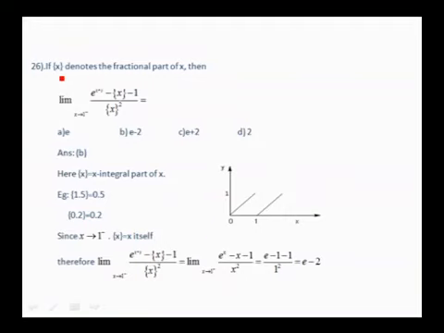If the integral part of x denotes the fractional part of x, then limit of e to the power of fractional part of x minus fractional part of x minus 1 over fractional part of x whole square is equal to.